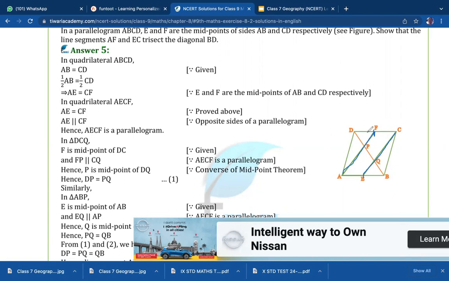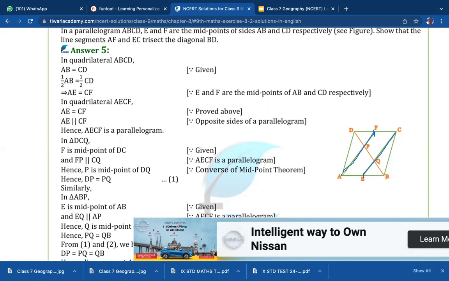So AF and EC trisect BD. We have learnt what is bisect. What is trisect? Tri means 3. Sects are parts. BD is divided into 3 parts. Okay, let me go to the triangle.